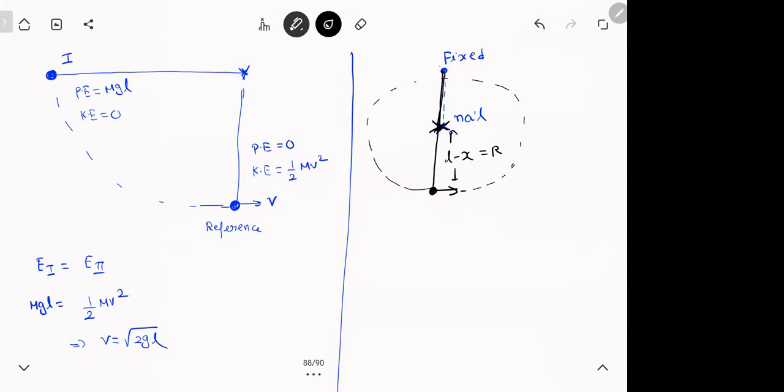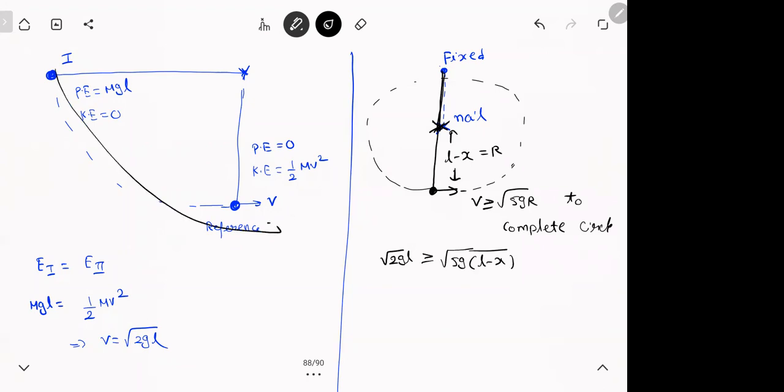Does that make sense? And we know in order to complete a circle, how much speed you need? Root 5gr, isn't it? We studied this thing. So velocity should be greater than or equal to root 5gr to complete the circle. But what is v? v is root 2gl. So root 2gl should be greater than or equal to root 5gr. r is L minus x. Make sense? So whatever speed you get from here, that should be greater than or equal to root 5gr for the smaller circle.